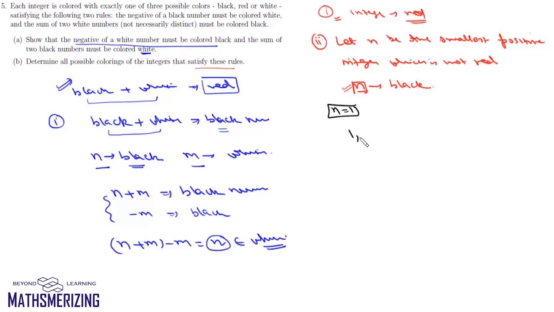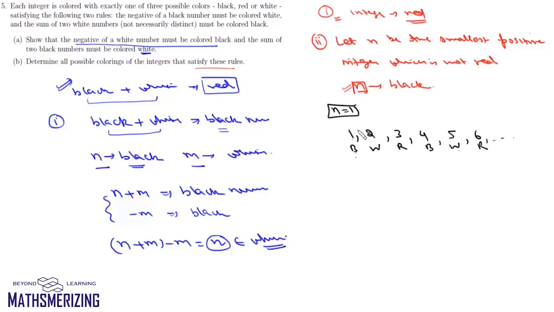So if 1 is black, then 1 plus 1 is 2. So sum of 2 black is white. So if 1 is black, then 2 is white. Now if we add 1 and 2, 1 plus 2 is 3. So sum of black plus white will be red. Now 2 plus 2, sum of two whites is black. So we'll get 4 as black. And then 4 plus 1, black plus black, will be white. So 5 is white. And then again 1 plus 5 will be 6, and it'll again be red because it is sum of a black number and a white number.